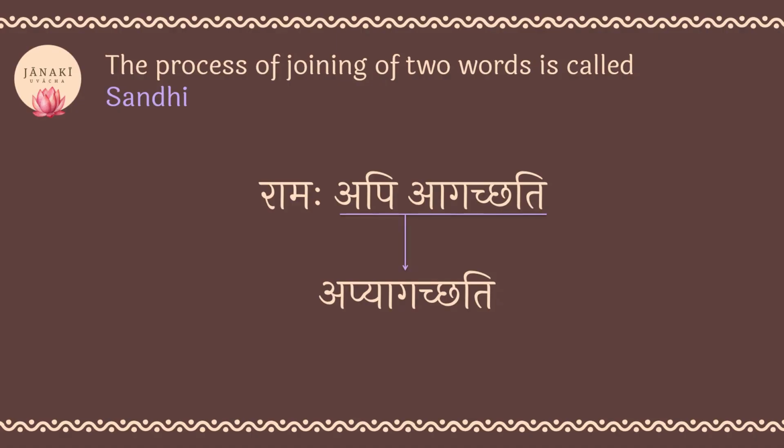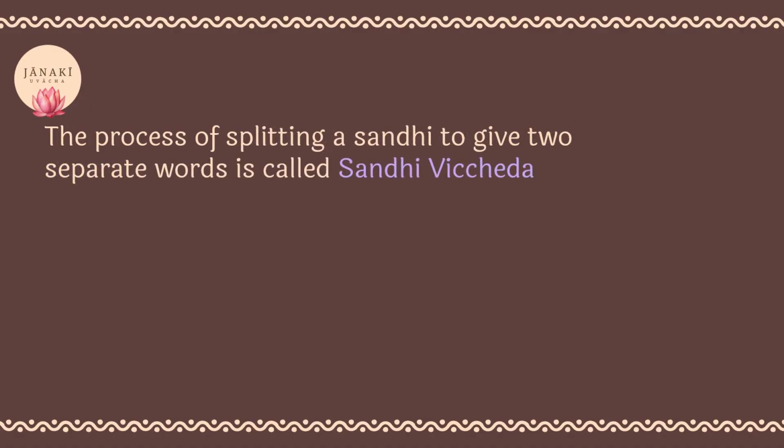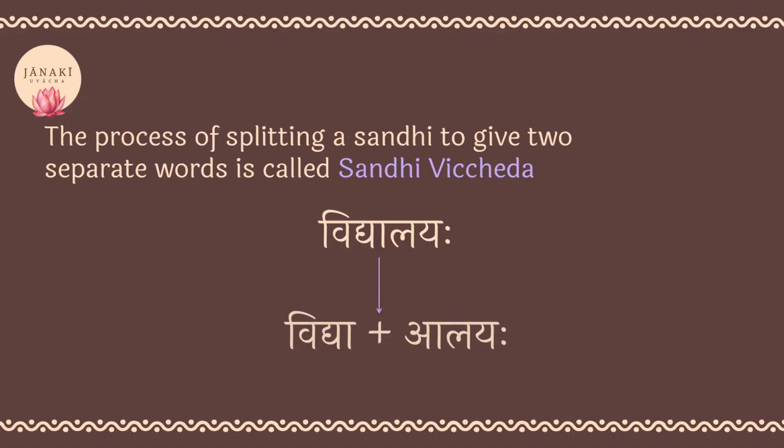The process of joining of two words is called Sandhi. For example, the joining of the words gana plus isha gives us Ganesha. The process of splitting a Sandhi to give two separate words is called Sandhi-vicchedam. For example, splitting the word Vidyalayah gives us the words Vidya and Alayah. One thing to remember is that Sandhis happen between the last letter of the first word and the first letter of the second word.